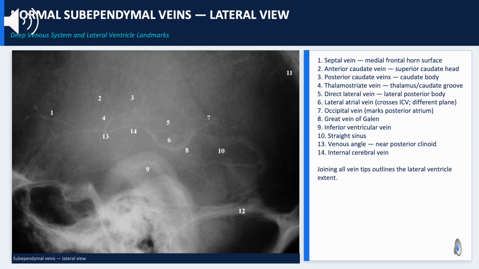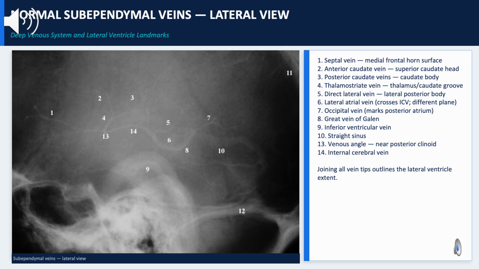The subependymal venous anatomy is the foundation for using venous landmarks in mass localization. The 14 numbered veins map the entire surface of the lateral ventricle. Connecting the tips of all these veins outlines the lateral ventricular margin on angiography. This technique allows estimation of ventricular size without CT or MRI, using only the angiogram, particularly useful in the pre-CT era in which this course was originally developed.